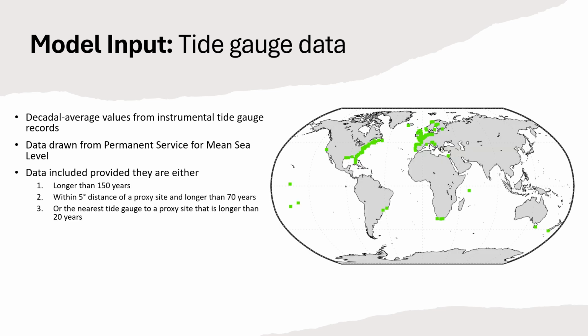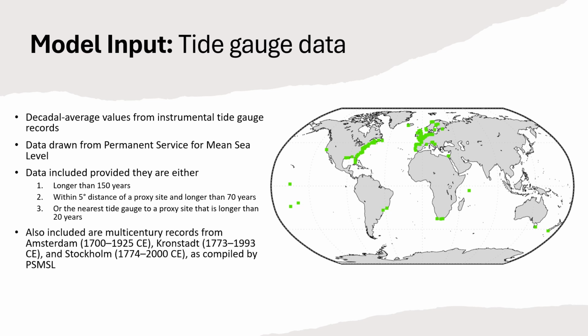And there are a few criteria for the model to decide what tide gauges you're actually including. So shown here in green is what will be pulled into the model if we're using the global database of proxy records. So the tide gauges that are included are any that are longer than 150 years, and then any tide gauges either within a 5-degree distance of a proxy site and longer than 70 years, or is the nearest tide gauge to a proxy site that is longer than 20 years. So those criteria have to be fulfilled for the tide gauge to be pulled in from PSMSL.